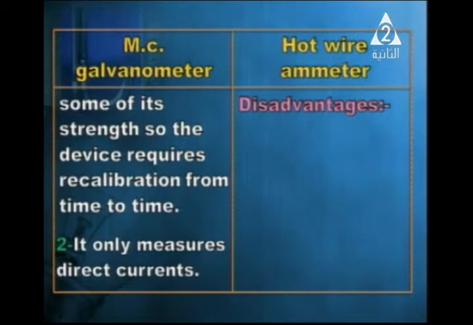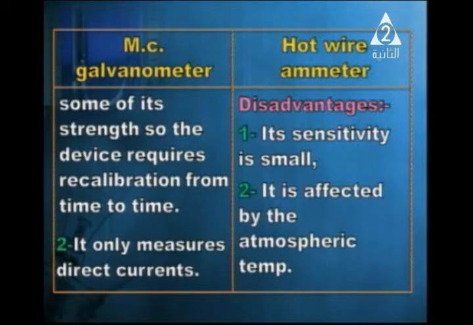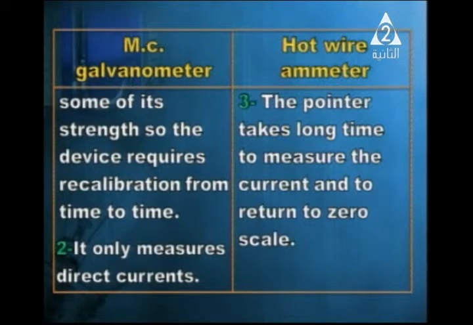Talking about the disadvantages of the hot wire emitter, its sensitivity is small. It is affected by atmospheric temperature. Also, the pointer takes a long time to measure the current required to be measured, and it takes longer to return to zero when the current is disconnected.